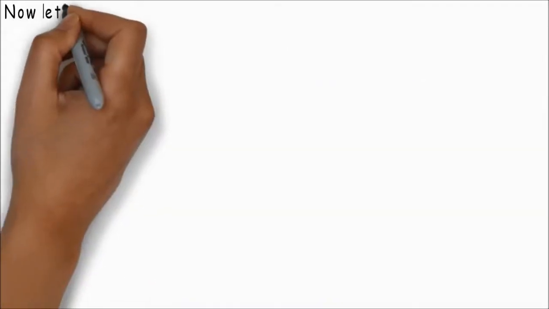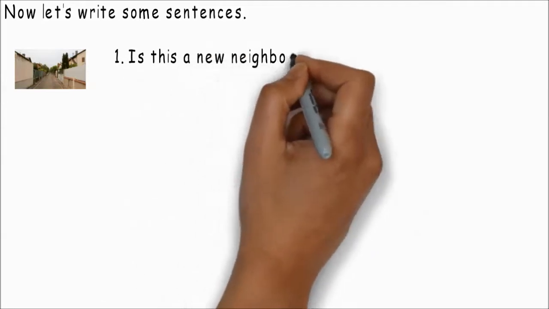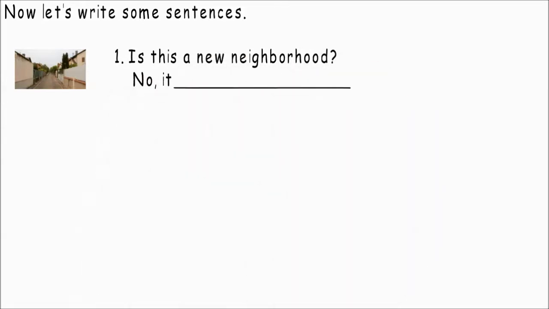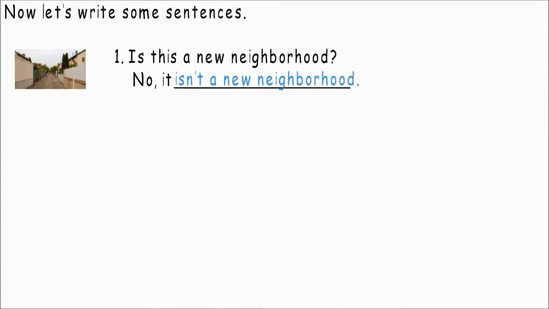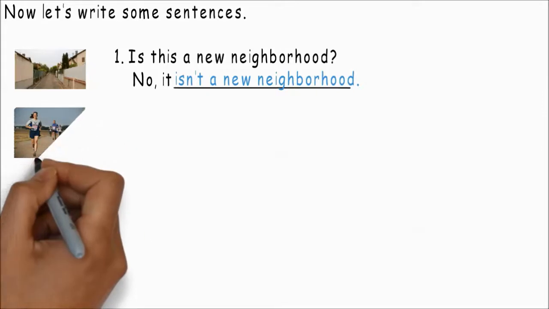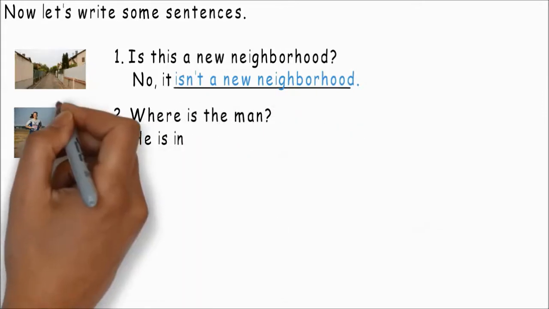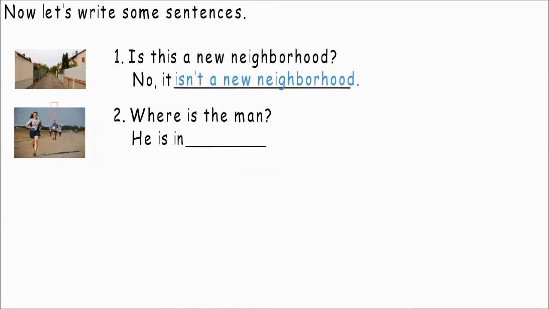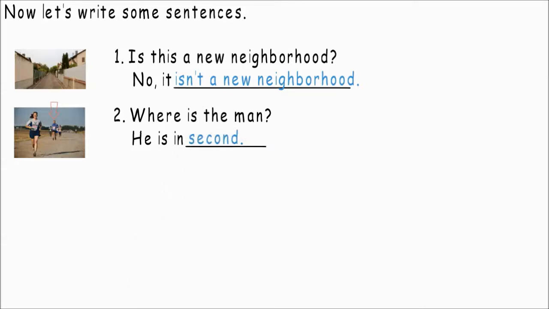Not too bad, eh? Now let's write some sentences. Is this a new neighborhood? No, it isn't a new neighborhood. It's an old one. Number 2. Where is the man? He is in second. Yeah, he's in second.